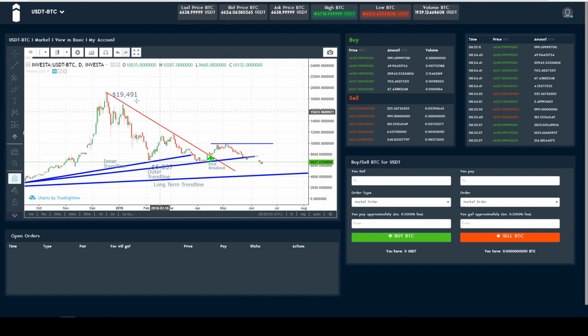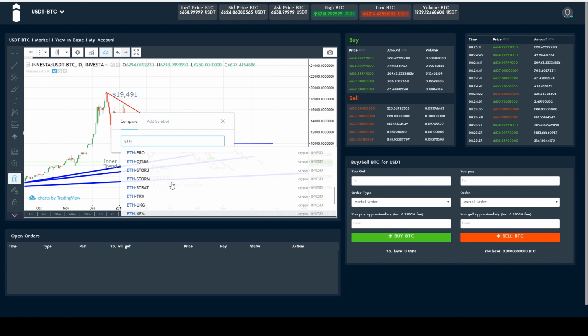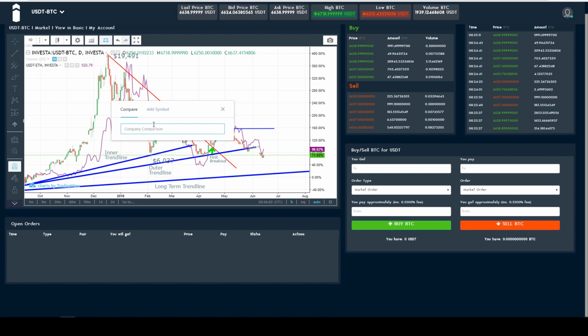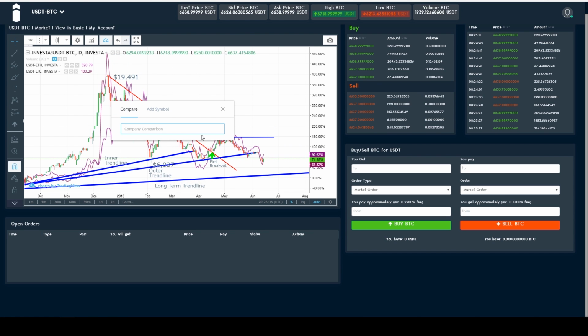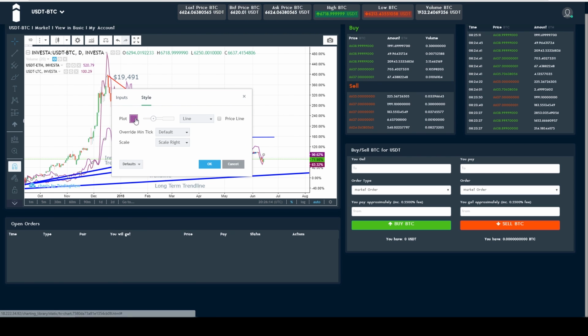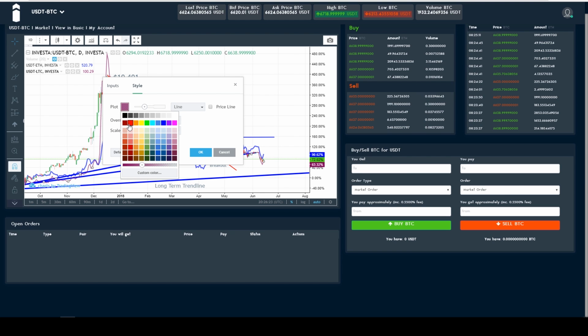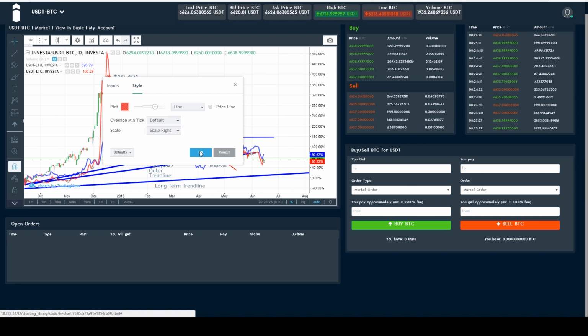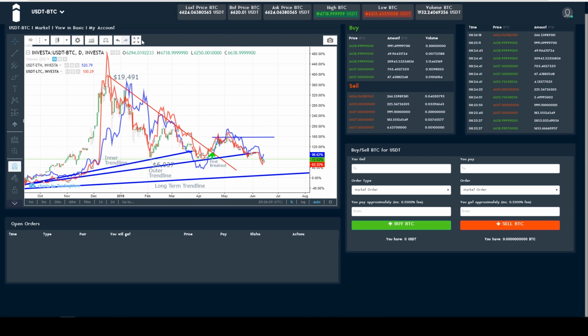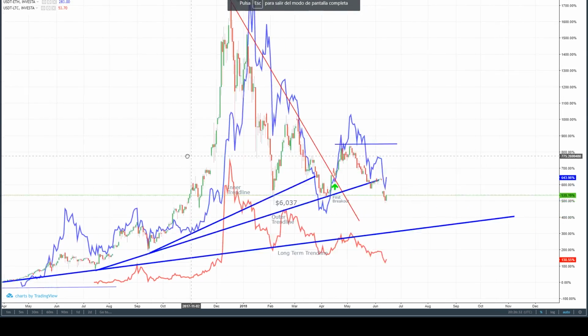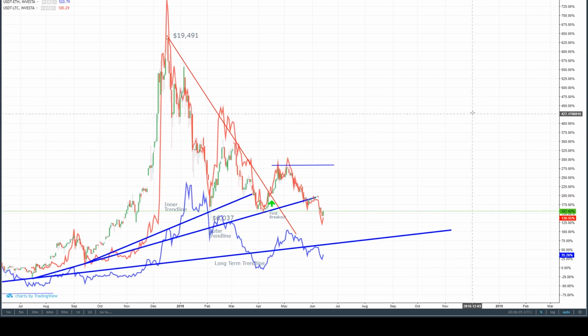You can compare. So if we go here and let's compare ETH, there it is, and let's compare Litecoin. There we go. So we're going to put it with a better color. We're going to put it in blue, a bit thicker, and we're going to do the same for LTC. Let's put it in red, a bit thicker. Okay, I'm going to put it in percentages, and we're going to expand it.